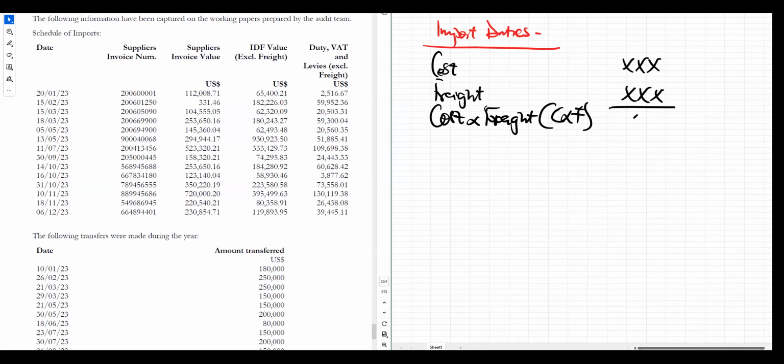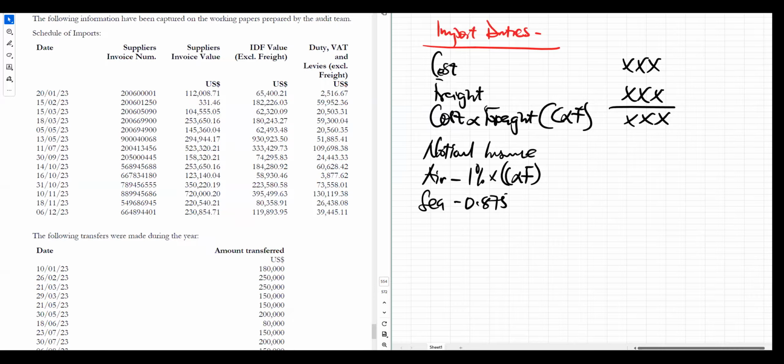So once you get the cost and freight, if the goods are actually insured, you take the insurance figure and add to it. If they are not insured, then you need a notional insurance. This notional insurance, if the goods came by air, is 1% of the C and F. If the goods came by sea, then it's 0.875% of the C and F. Do you get the whole idea? So once you get the insurance figure added, this now gives you your cost, insurance, and freight in the foreign currency.